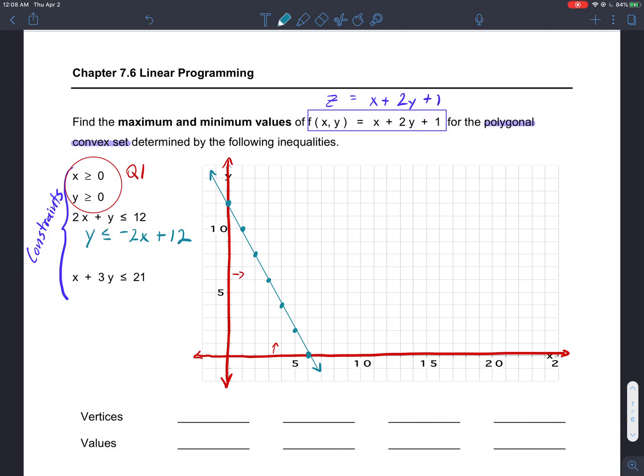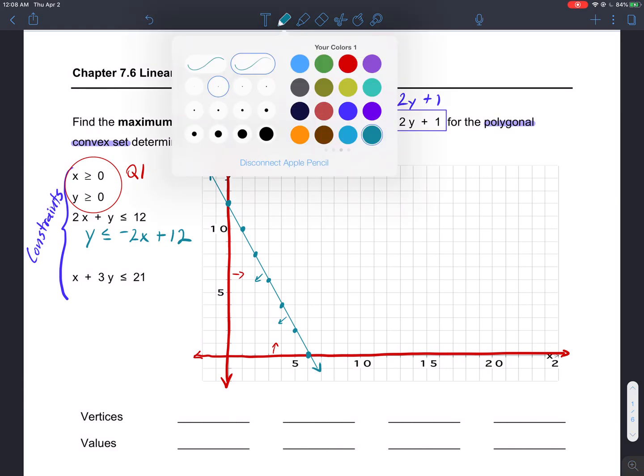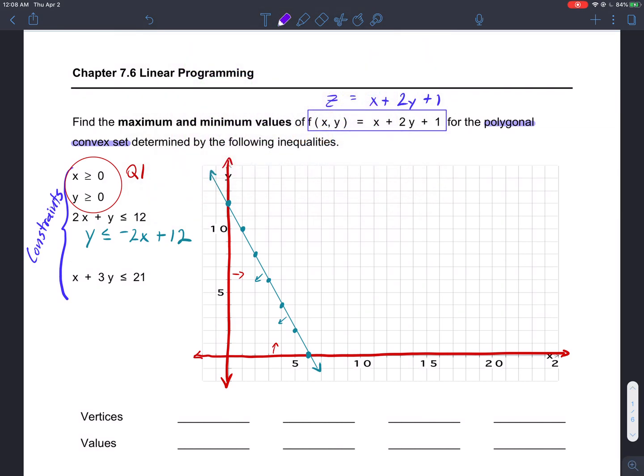So I drew it solid, but less than means I'm going to graph under the line, so I'm shading in this region underneath. All right, we know now that we're kind of restricted into this triangle, but we have one more constraint. So let's look at that one. This last constraint says if I solve for y, 3y is less than or equal to negative x plus 21, which means y is less than or equal to negative 1/3 x plus 7.